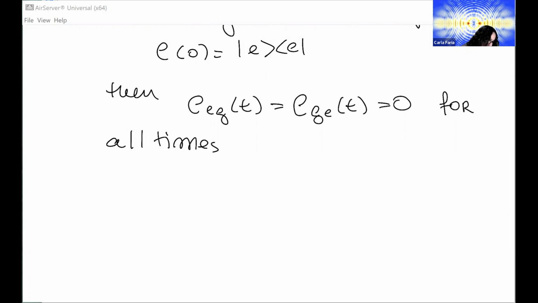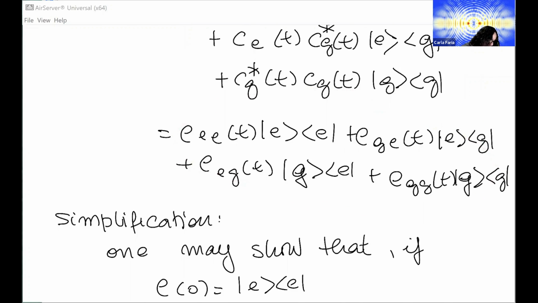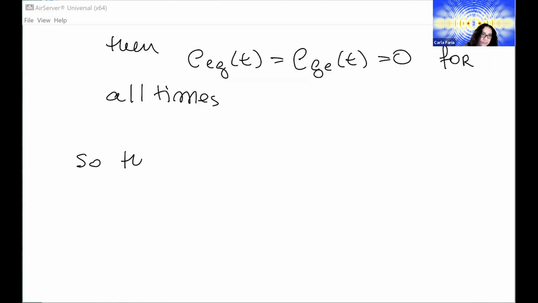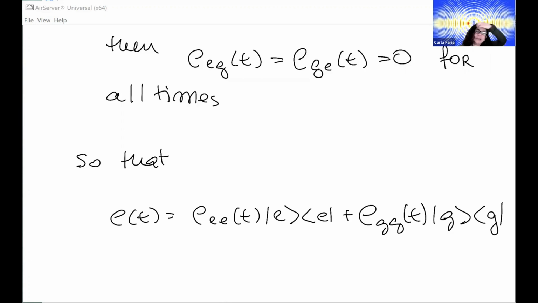And this means that this whole expression that we have above is going to simplify and is going to become ρ_EE(t)|E⟩⟨E| + ρ_GG(t)|G⟩⟨G|. We know that these are probabilities because of the definition of a density matrix, and in this basis it's a mixed state. And we're going to insert this into the Lindblad equation.